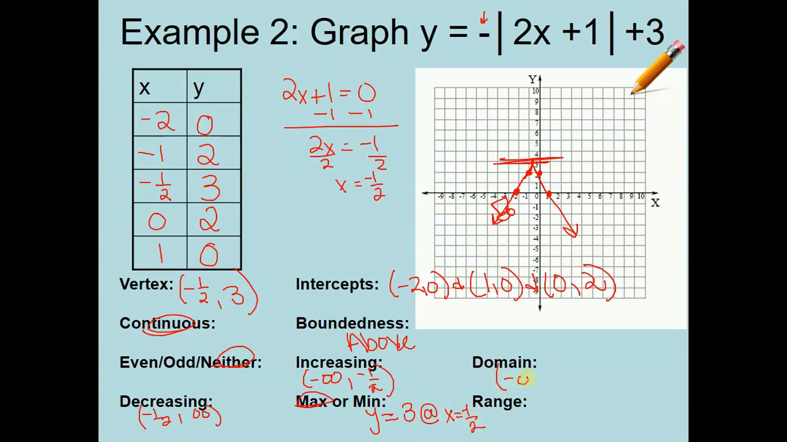Domain, negative infinity to infinity. I'm going to tell you a secret, guys. For absolute value graphs, that is always the domain. Super awesome. Range changes a little bit, however. Notice it goes up to 3. So we start at negative infinity, because it keeps going down, but we go up to 3.